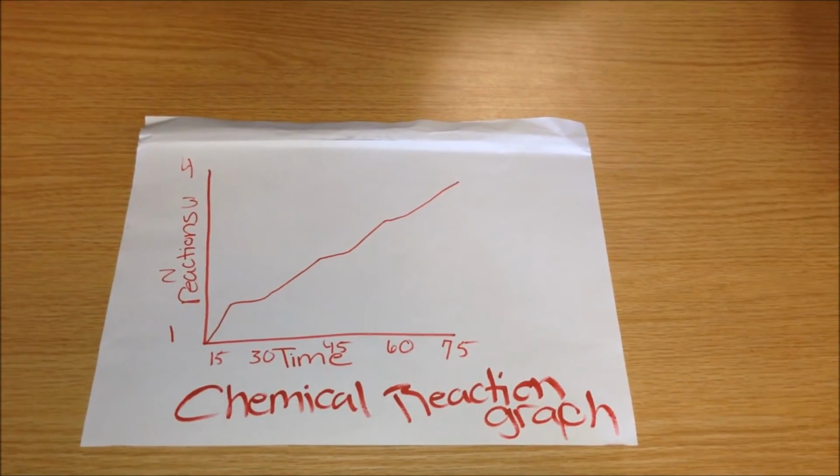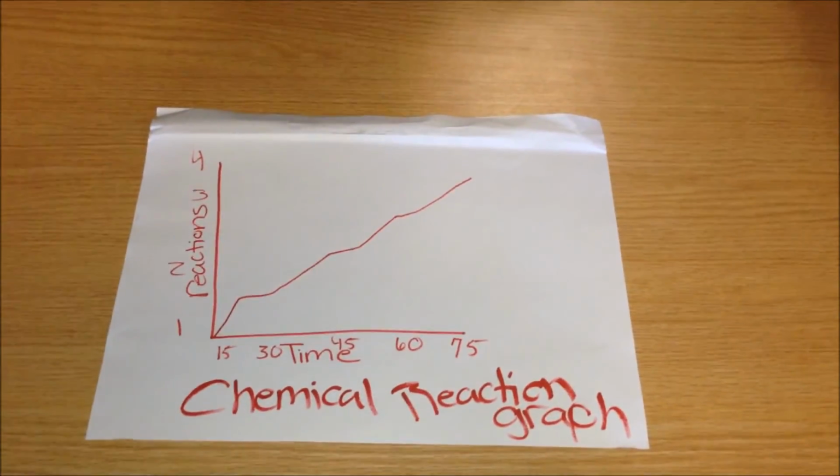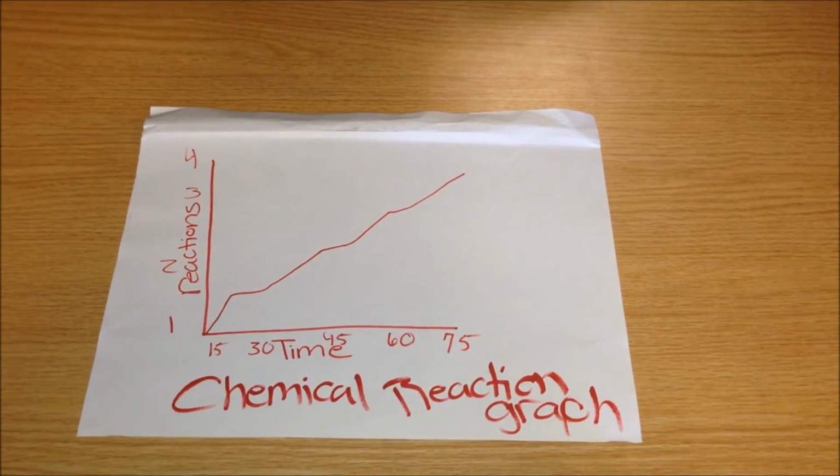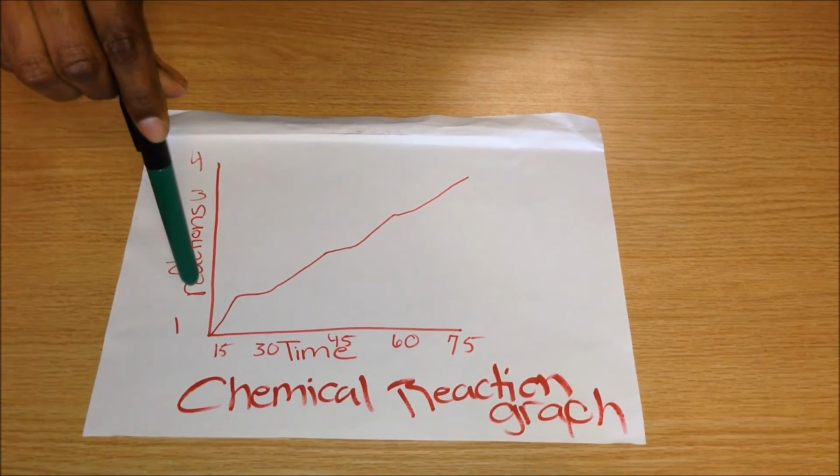Hello, ladies and gentlemen. Today we'll be learning chemical reaction graphs. A chemical reaction graph is used to measure the amount of time it takes for a reaction to occur over a set period of time. And this is where your reactions are going to be.